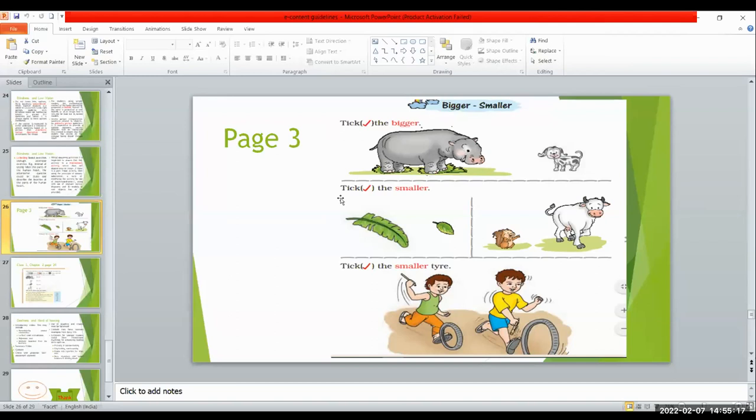Similarly for question number two. In question number two, you have to tick the smaller, and the picture shows two leaves. One leaf you are able to hold in your hand, and the other leaf you won't be able to hold completely in your hand. So which one is smaller? Similarly for question number three, you have to tell me which one is smaller. Two animals, picture is given. One is a squirrel. The squirrel speaks like this. And one is a cow. The cow speaks like this. A squirrel can be held in the palm, but a cow may not be.